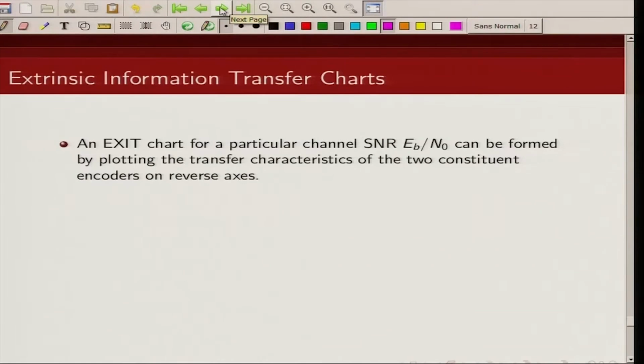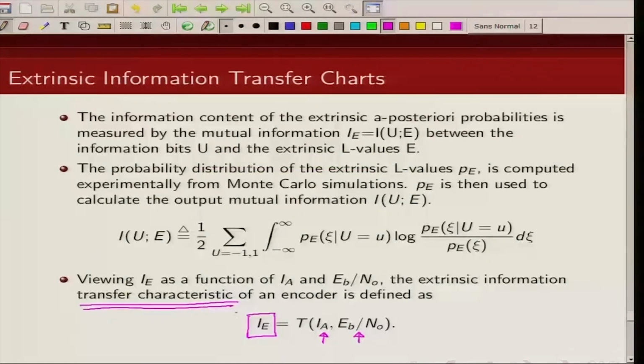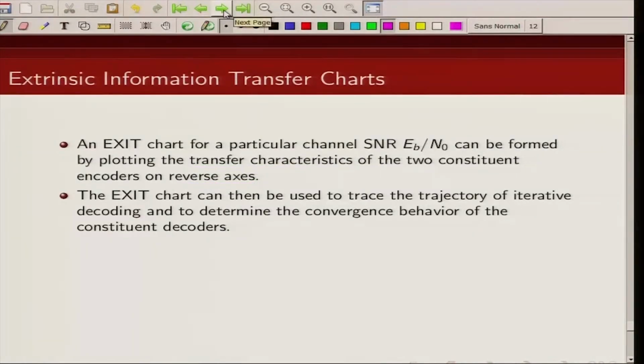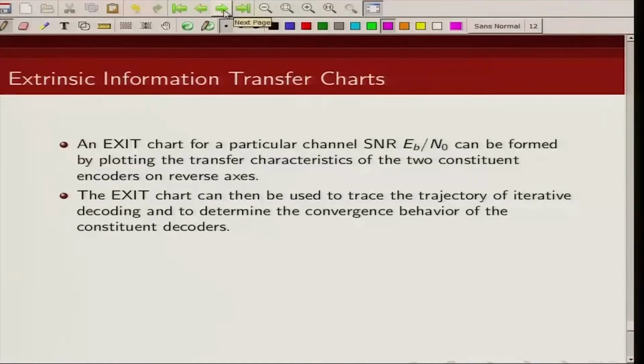So, how was exit chart created? So, they plotted this transfer characteristics which was given by this. They plotted this transfer characteristics for two constituent decoders on reverse axes, similar to Al-Gamal's technique. The difference is Al-Gamal used mean and SNR, here they use mutual information. So, very similar idea. So, these transfer functions were plotted on reverse axes.